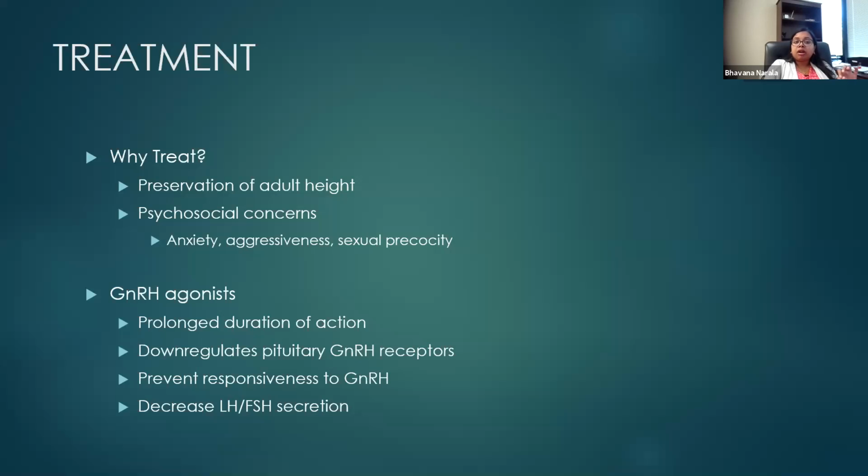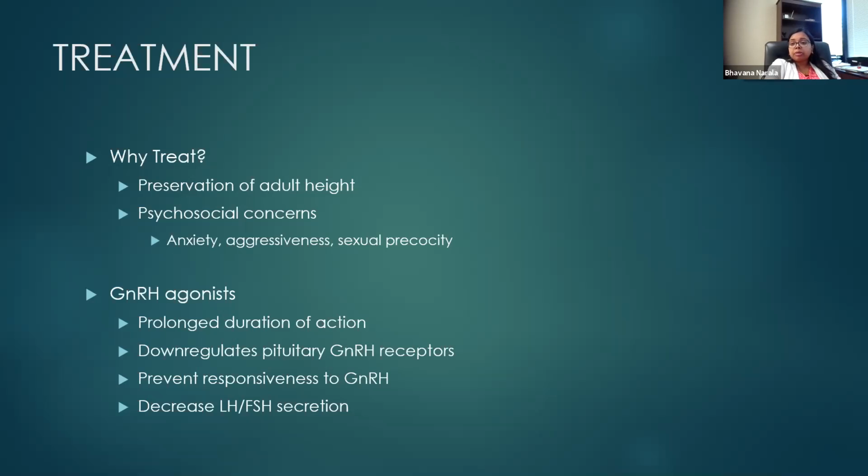Stopping puberty because we are worried about their adult height and then psychosocial concerns. So GnRH agonists actually work because remember I said precocious puberty is gonadotropin dependent. It starts with GnRH secretion in a pulsatile manner. So if you give a GnRH agonist and it's a depot, so it's a prolonged duration of action, that downregulates the pituitary GnRH receptor. So you prevent responsiveness to GnRH to decrease LH and FSH secretion.